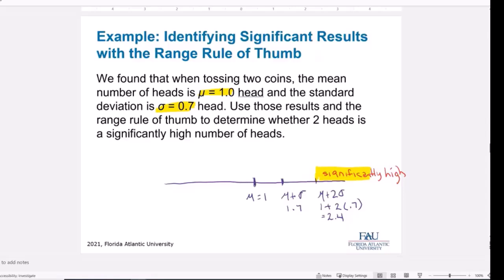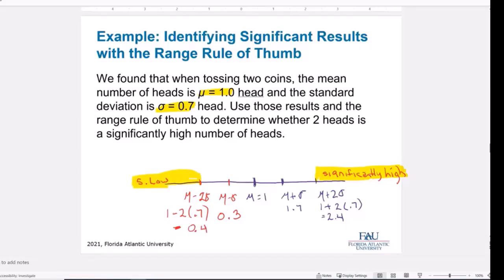If you flip 2 coins and you get more than 2 heads, that would be pretty amazing. I would definitely say it was significantly high. And I'll do it in red. I can also go this way and say mu minus 1 standard deviation is 1 minus 0.7. So that's 0.3. And mu minus 2 standard deviations is equal to 1 minus 2 times 0.7. 2 times 0.7 is 1.4. 1 minus 1.4 is a negative value, negative 0.4.